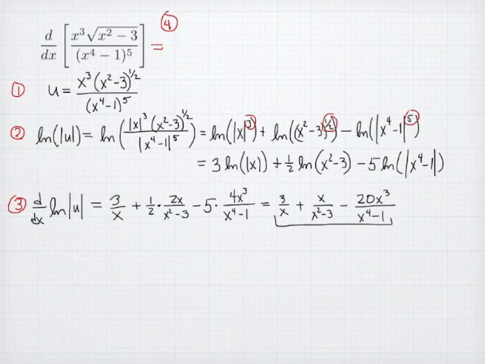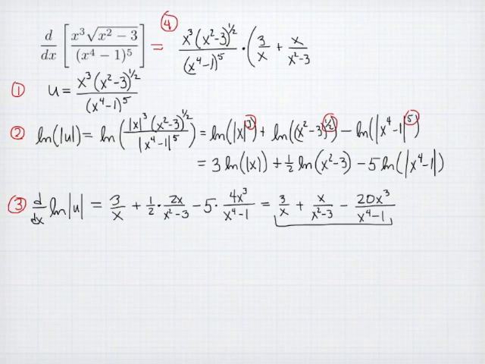We get x cubed times the square root, let's leave it in powers, x squared minus 3 to the 1/2, over x to the 4th minus 1 to the 5th, and we'll multiply by that term we just found: 3 over x plus x over x squared minus 3 minus 20x cubed over x to the 4th minus 1. And that's my final answer.